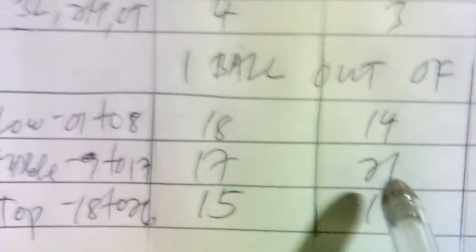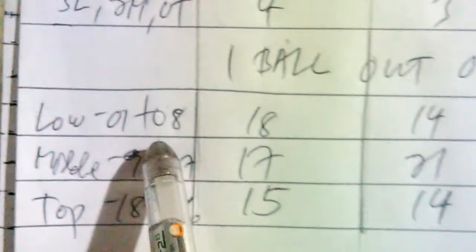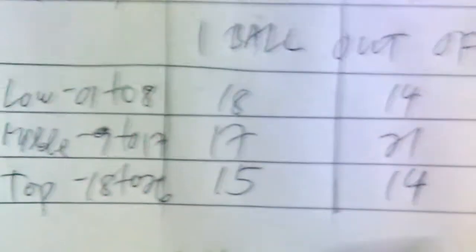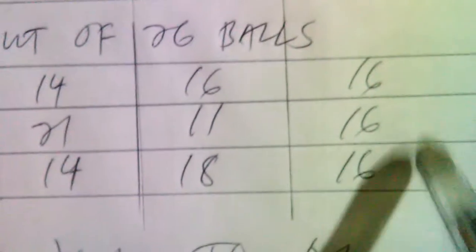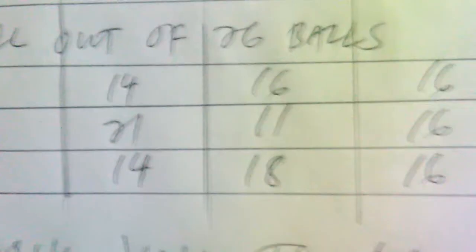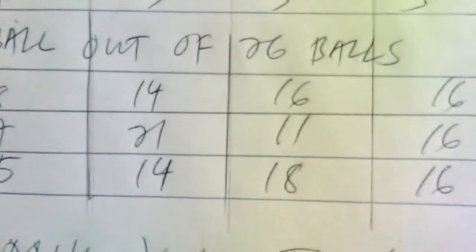Now we can also refer to the one ball out of the 26 balls, the last ball that is being drawn for the Powerball. We have here the low numbers are the numbers from 01 to 8, middle numbers are from 9 to 17, and the top numbers are from 18 to 26. Fortunately, as you can see here, guys, all of them came out 16, 16, 16 times on the average for the past 150 past draw results.